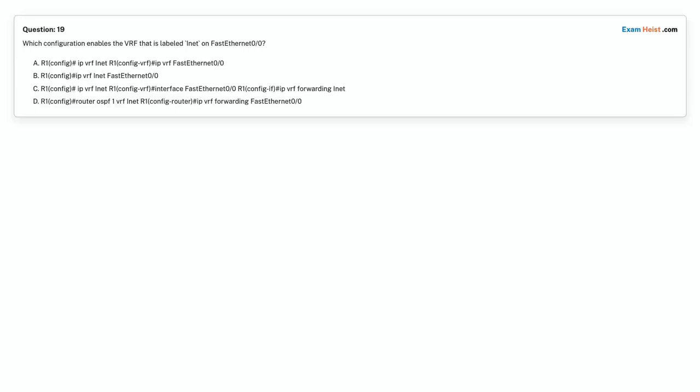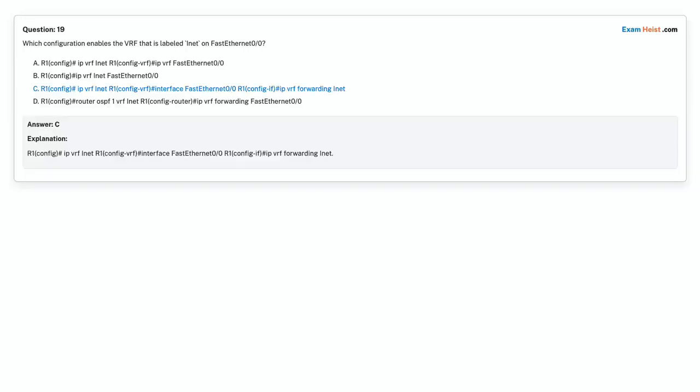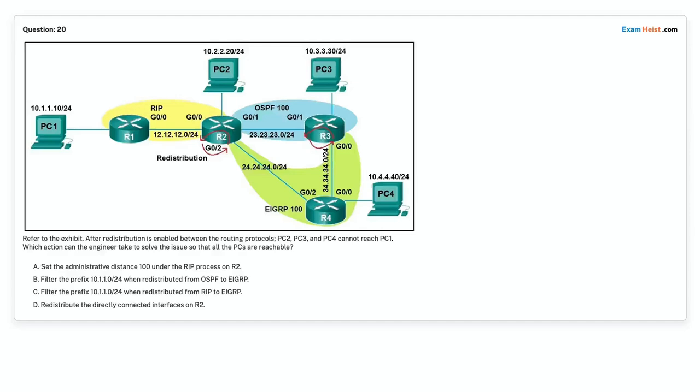Choose the correct answer. Correct answer is option C. R1(config)#ip vrf INET, R1(config-vrf)#interface Fast Ethernet 0/0, R1(config-if)#ip vrf forwarding INET.